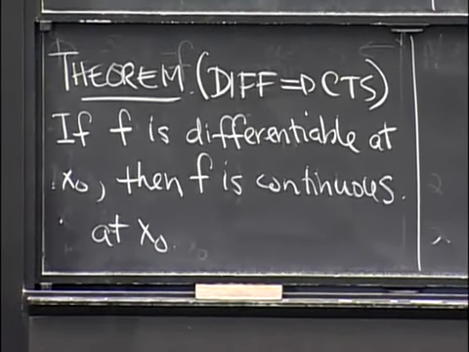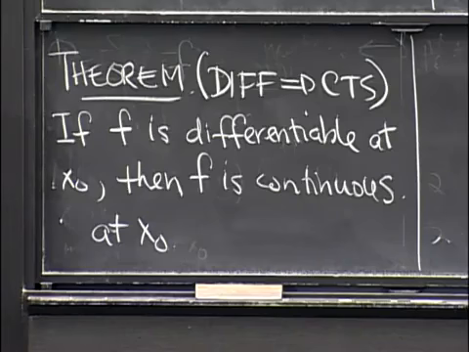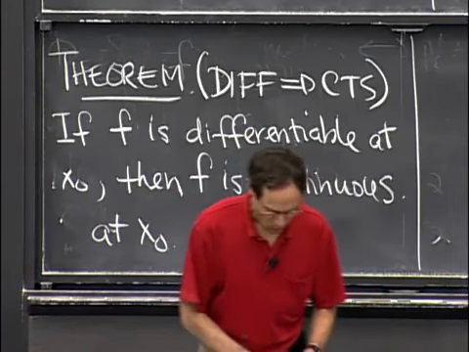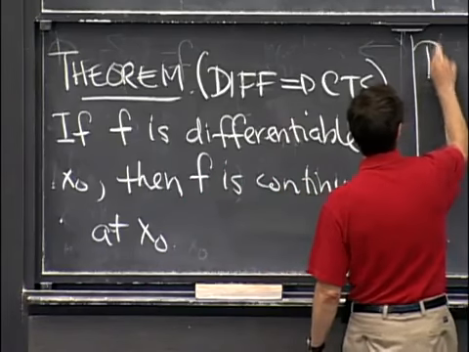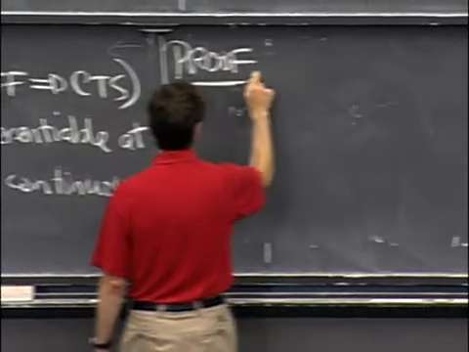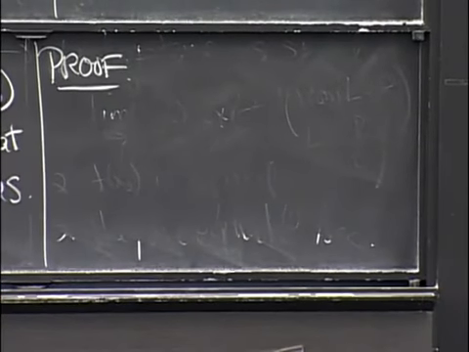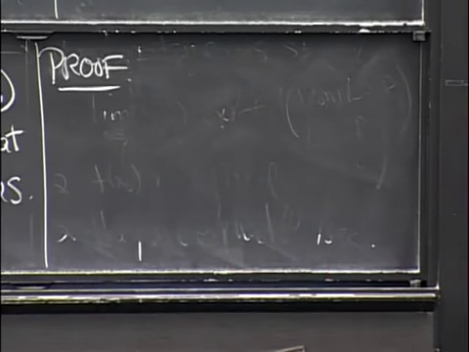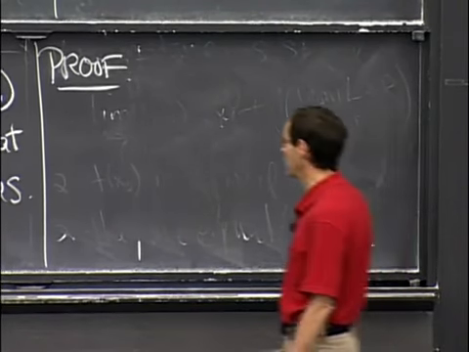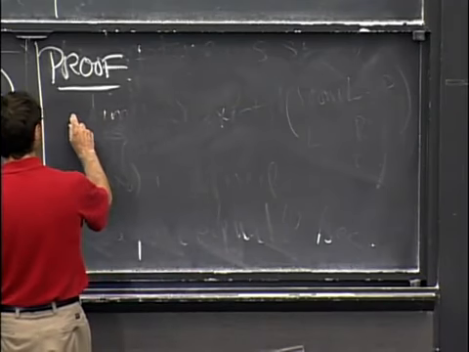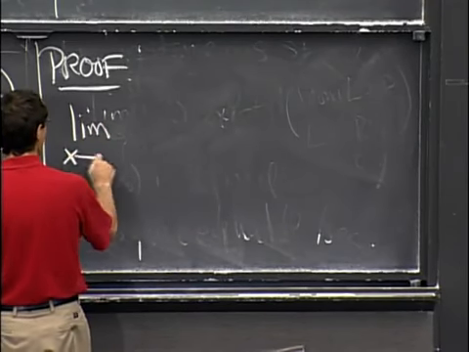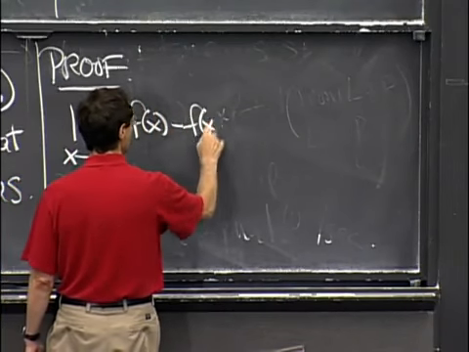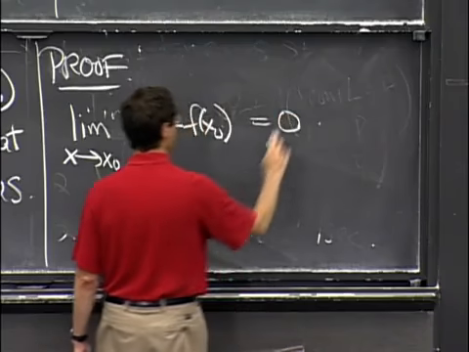So we're going to need this as a tool, a key step in the product and quotient rules. So I'd like to prove it right now for you. So here's the proof. Fortunately, the proof is just one line. So first of all, I want to write in just the right way what it is that we have to check. So what we have to check is that the limit as x goes to x0 of f of x minus f of x0 is equal to 0.